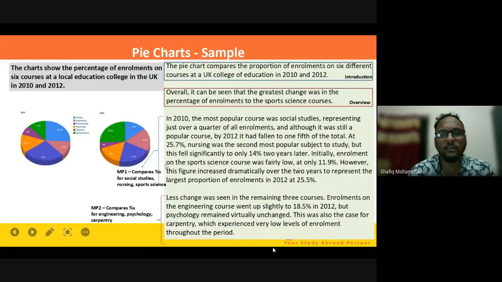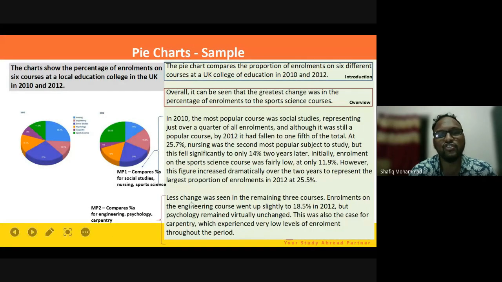However, this figure increased dramatically over the 2 years to represent the largest portion of enrollments in 2012, at 25.5%. So he's talking about again this sports sciences. By 2012, it went up to this. Okay, then less change has been seen in the remaining courses. Now, till now we were talking about sports sciences and nursing. These are the things only we're talking about. But now he's talking about other courses also.